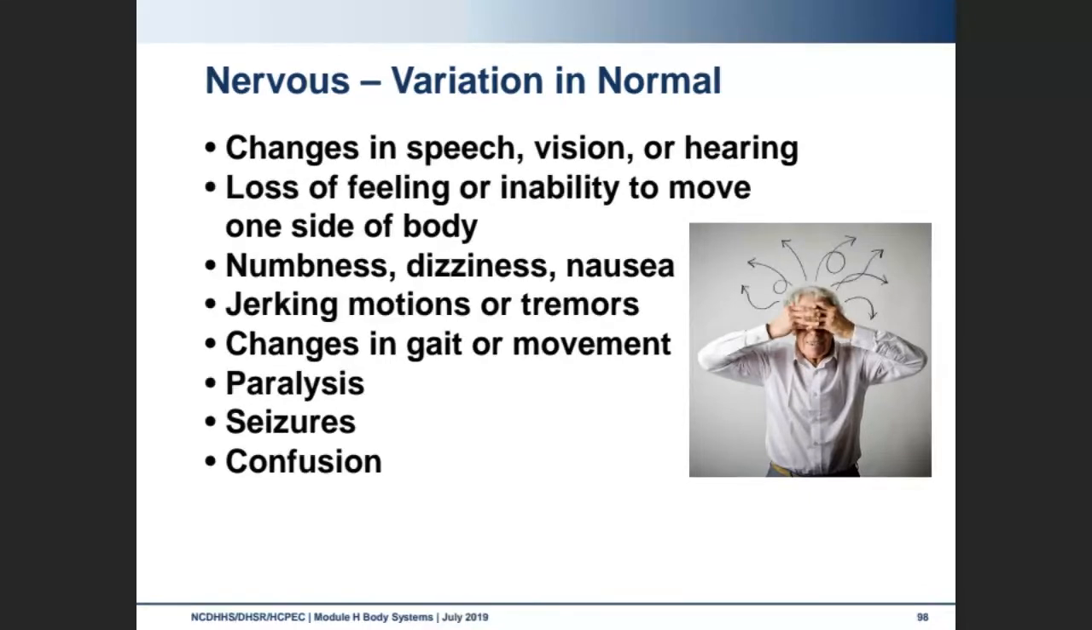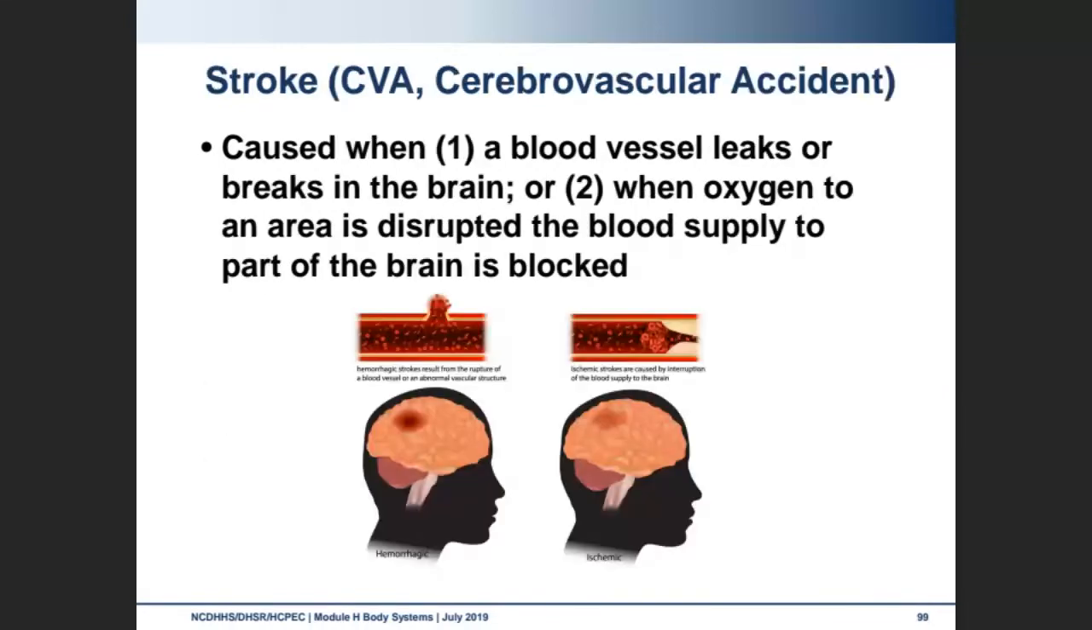And now let's talk about some common diseases or conditions associated with the nervous system. You may have heard of a stroke. It's also called a cerebrovascular accident, or a CVA. When we suspect somebody of having a stroke, this is an emergency situation. It has to be addressed immediately. When we're talking about strokes or CVAs, time is of the essence.